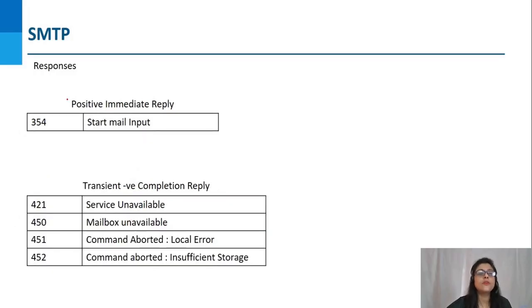Then a response of positive intermediate reply is 354, which means start of mail input. And there is a transient negative completion reply, where 421 means service is unavailable. 450 means mailbox is unavailable. 451 means command is aborted due to some local error happening. 452 means command is aborted due to insufficient storage.